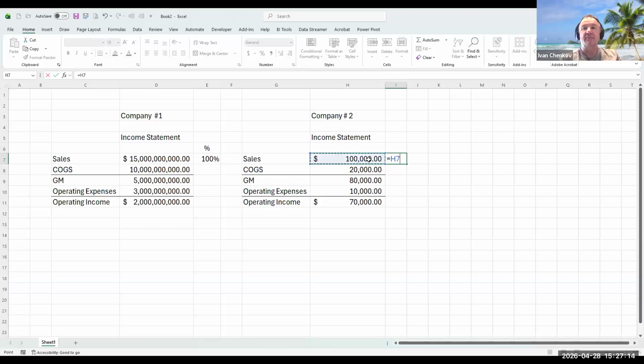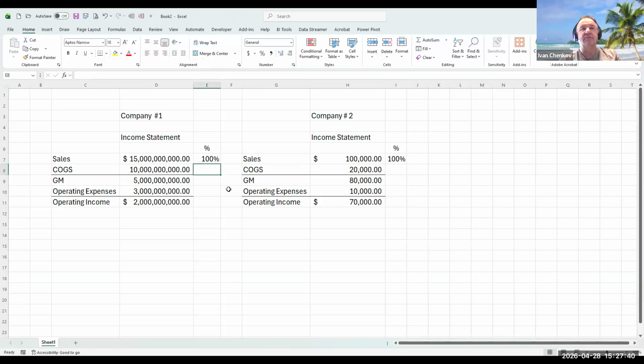And in this company, again, the sales as a percentage will be sales divided by sales. It's going to be 100%. Now I have something in common. What is that in common? For both companies, sales are 100%. Then what I have to figure out is how much each of those elements is as a percentage of sales.